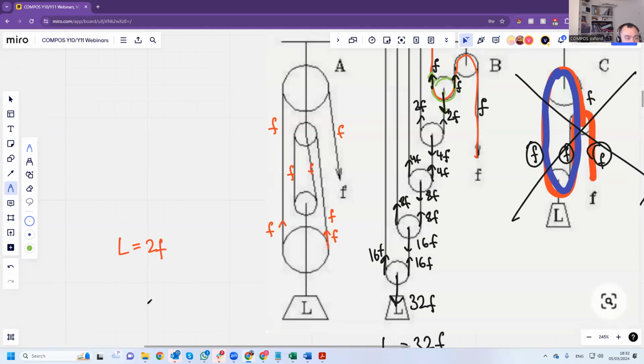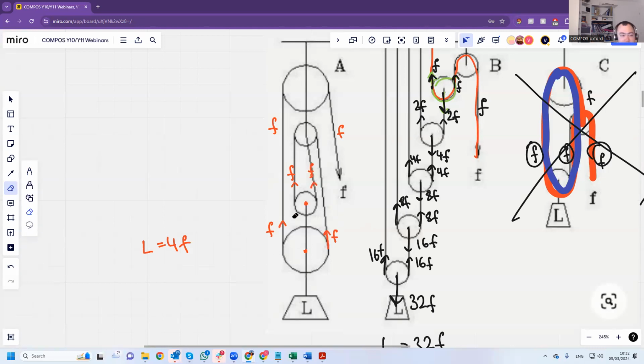Oh, that was easy. Oh no, sorry, that's not true. The load is connected to two pulleys, and each force is F. So that means the load is equal to 4F. Yeah, that's it. Now the load is connected to 4 Fs.